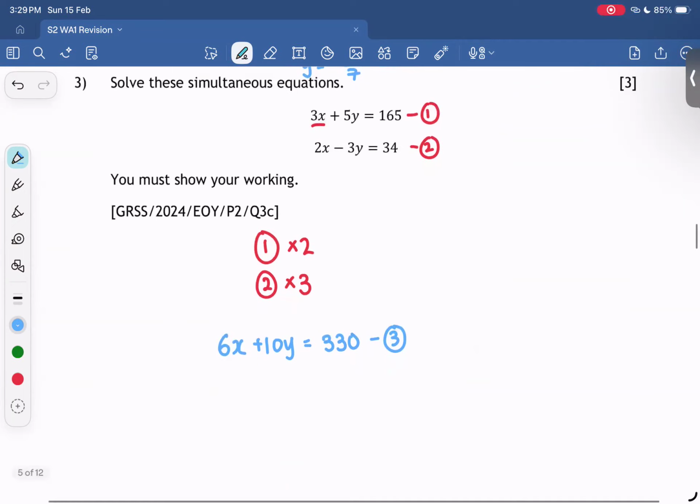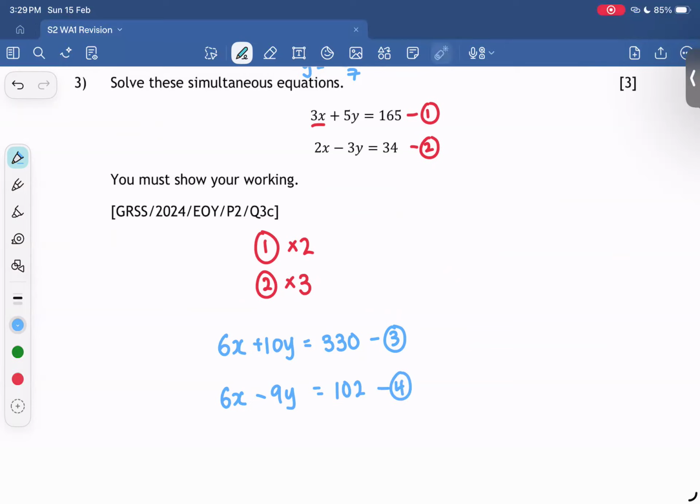So we'll do the same thing for equation number 2. Since we want to multiply it by 3, it'll be 6x minus 9y equals 34 times 3. So let's see, 34 times 3, that is just 102. Okay, so now I got equation number 3, I got equation number 4.